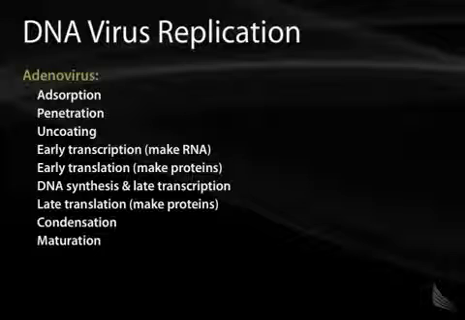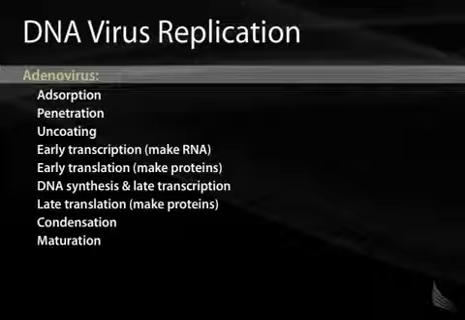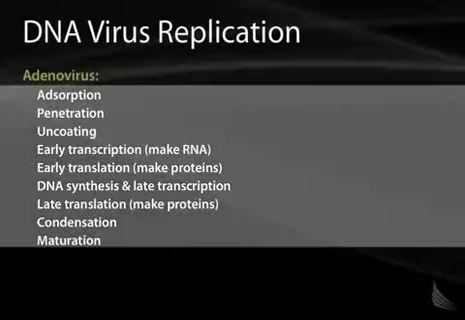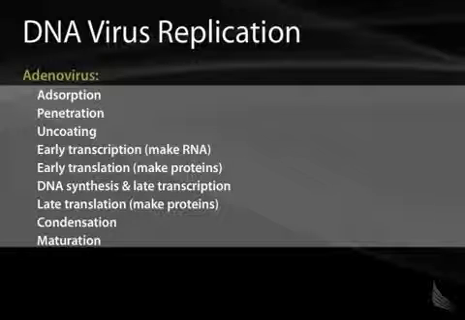Let's talk about DNA virus replication, and we'll use the adenovirus as an example. First in the stage is adsorption, then you penetrate, the viral genome is uncoated, then you've got early transcription, which you use to make RNA. That RNA leads to early translation, which makes proteins. Then you have DNA synthesis and late transcription, late translation, which makes different proteins, which help for the condensation and maturation.